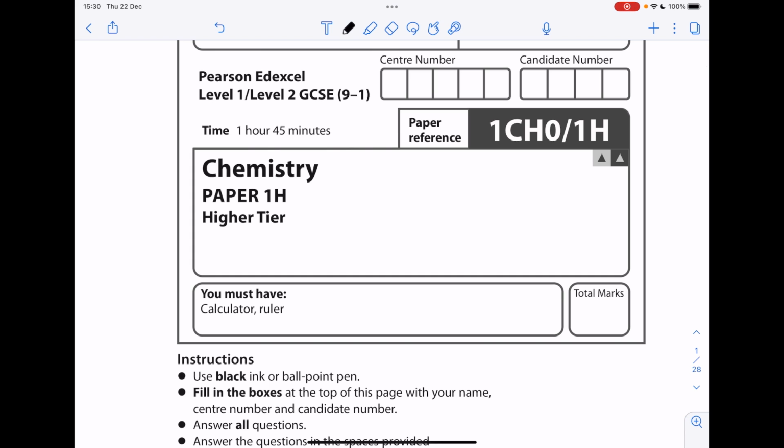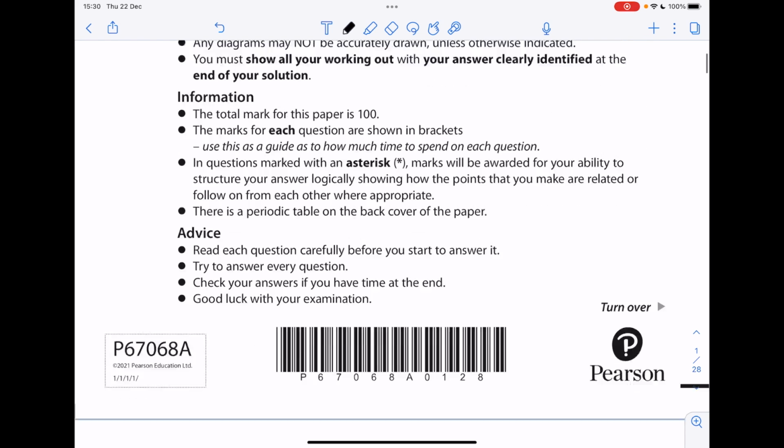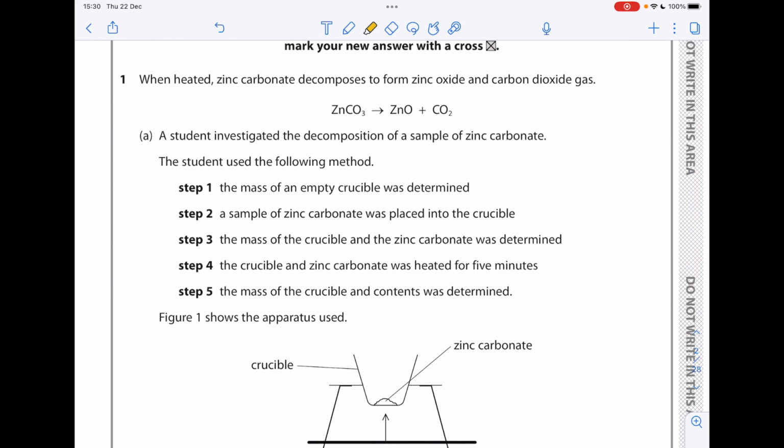This is an Edexcel Chemistry Paper, so GCSE paper, higher tier from June 21. When heated, zinc carbonate decomposes to form zinc oxide and carbon dioxide gas. A student investigated the decomposition of a sample of zinc carbonate. The student used the following method.